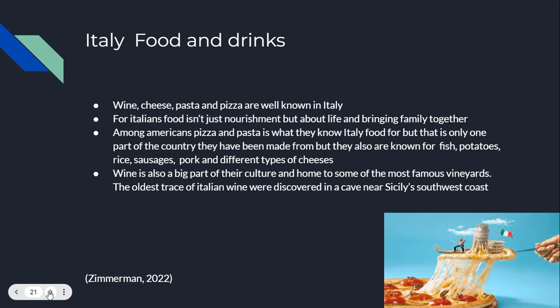Next, I'm going to discuss the food and drinks. Wine, cheese, pasta, and pizza are well known in Italy. For Italians, food isn't just nourishment, but it's about life and bringing family together. Among Americans, pizza and pasta is what they know Italy for, but they have other foods such as fish, potatoes, rice, sausages, pork, and different types of cheese.